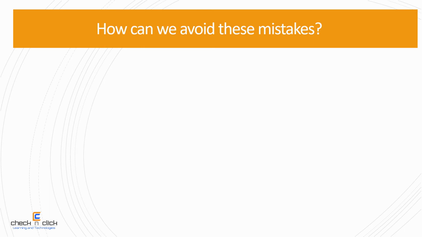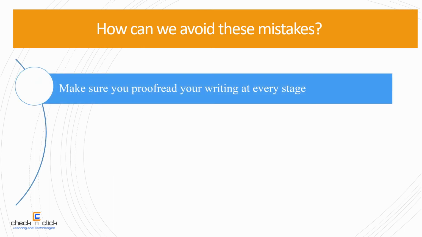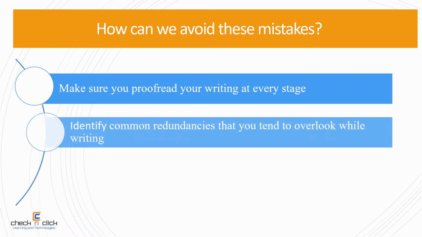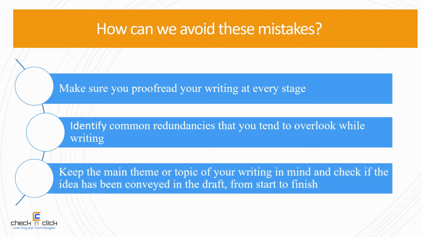The easiest method is to make sure you proofread your writing at every stage. Proofreading can help in highlighting many common redundancies that you tend to overlook while writing. It also helps to keep the main theme or topic of your writing in mind and check if the idea has been conveyed in the draft from start to finish. So, here are 5 ways in which proofreading your writing can help remove those pesky redundancies.